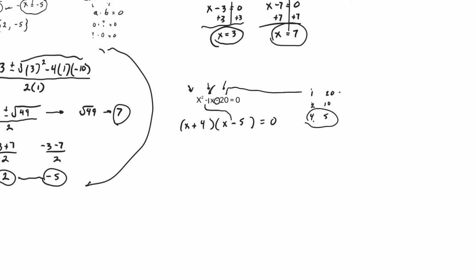Okay? So if you can factor fast, factor first, and then set equal to 0 second. Factor first, set equal to 0 second. Okay? X plus 4 equals 0. And most of you guys are starting to figure out it's always the opposite sign. So there's one answer.